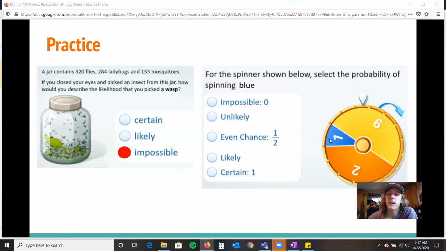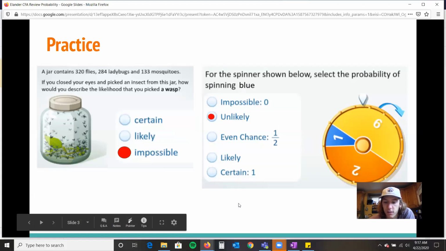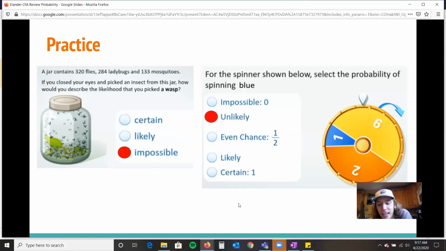The blue one. They're not gonna have this big section be the best prize if it's a prize game or something. So blue is not impossible because you can still land on it. It's not gonna be certain. It's not gonna be 50-50 really, right? That would be maybe if we had one here and one there. But it's gonna be unlikely. It's unlikely that they'll land on blue. So good job, guys. It is gonna be unlikely. If that's what you said, you are correct.